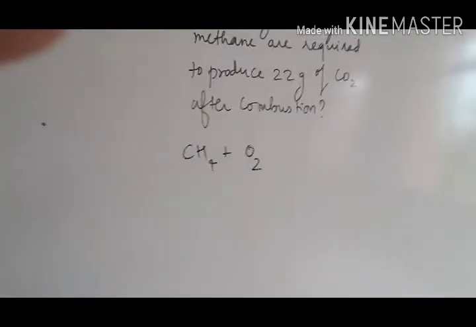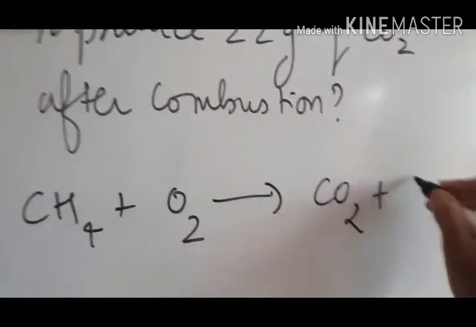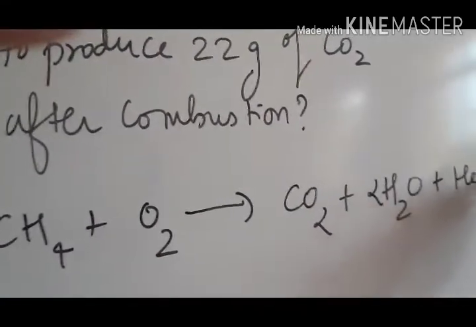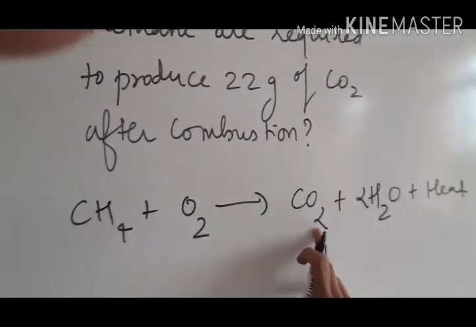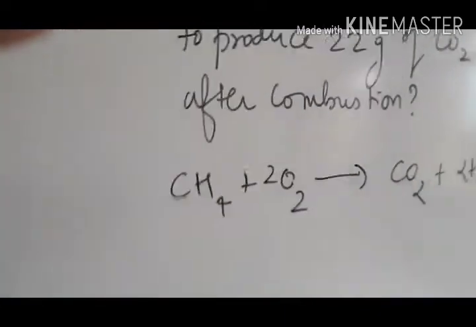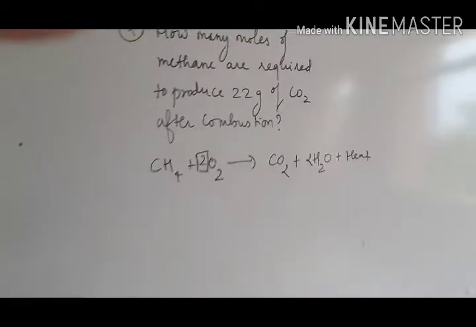Oxygen, a combustible gas, which produces, here you can just see the answer, CO2, and it always produces water along with carbon dioxide and heat. So when we are balancing oxygen, here we have 2 plus 2, 4, so instead of 2 we are multiplying this with 2. So this is the chemical reaction which is going to take place.